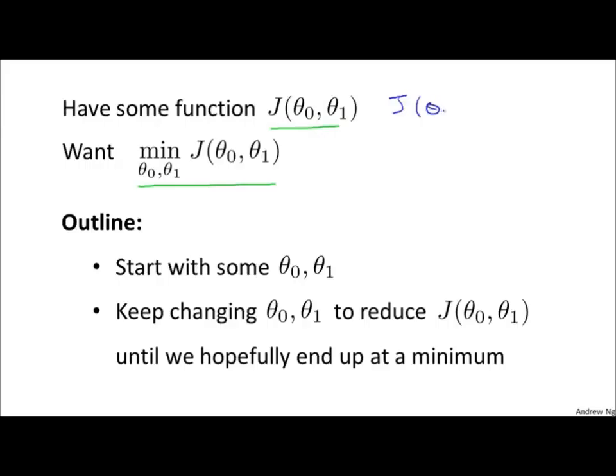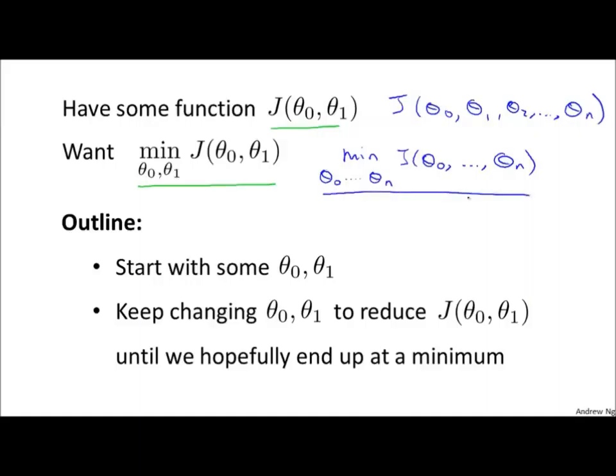Just as an aside, it turns out that gradient descent actually applies to more general functions. So imagine you have a function J of theta 0, theta 1, theta 2, up to, say, some theta n, and you want to minimize over theta 0 up to theta n of this J of theta 0 up to theta n. It turns out gradient descent is an algorithm for solving this more general problem, but for the sake of brevity, for the sake of succinctness of notation, I'm just going to pretend I have only two parameters throughout the rest of this video.